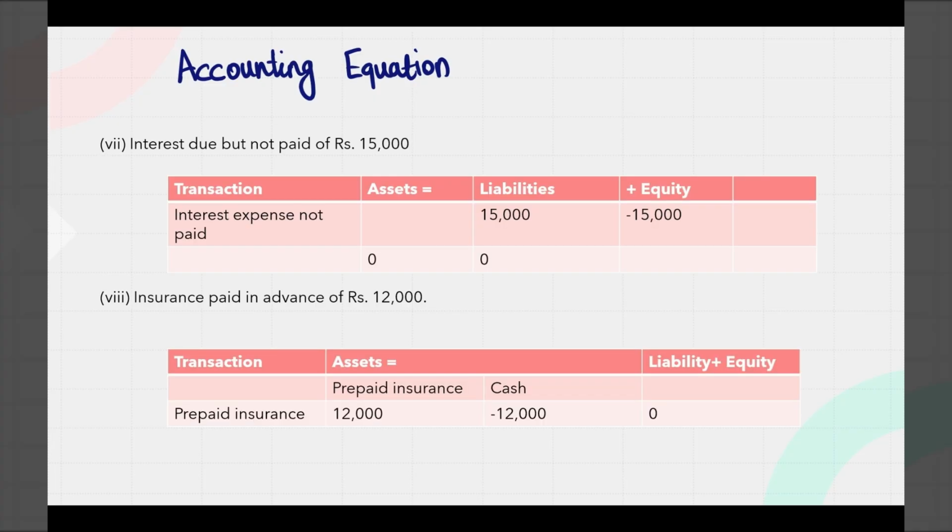Insurance paid in advance of rupees 12,000. So in this case, as we saw in the earlier explanation, prepaid insurance is an asset. So 12,000 is an asset and cash is being paid, which is minus 12,000. So the net impact on the asset side is 0. Obviously, liabilities plus equity has no impact. Once again, the accounting equation tallies.